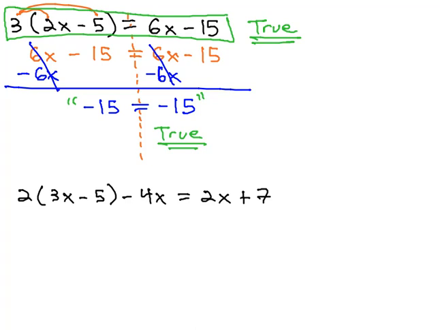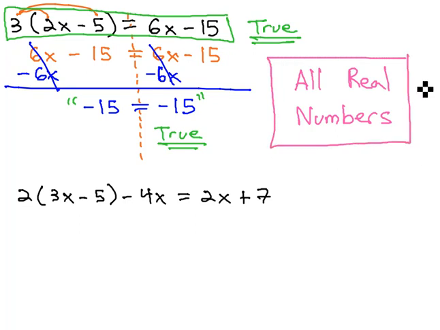This means no matter what number you plug in for the variable, for the x, you will always get a true statement. It will always work. And when we have this situation that always works, or always gives us a true equation, we say the solution is all real numbers. Or you'll hear infinite solutions sometimes. What this means is no matter what you pick, any real number you pick, it will always give you a true equation. Let's take a look at another example.